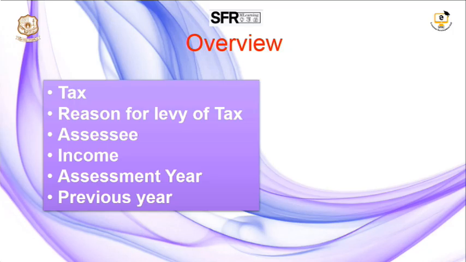The next one is the assessee. An assessee means a person by whom any tax or any other sum of money is payable under this Act. The assessee may be a firm, company, HUF, individual, local authority, AOP or even BOI. Income as per the Income Tax Act includes house property income, capital gain income and income from other sources. The assessment year means the current year, which always runs from 1st April to 31st March. It is a period of 12 months, and the previous year means the financial year immediately preceding the assessment year.